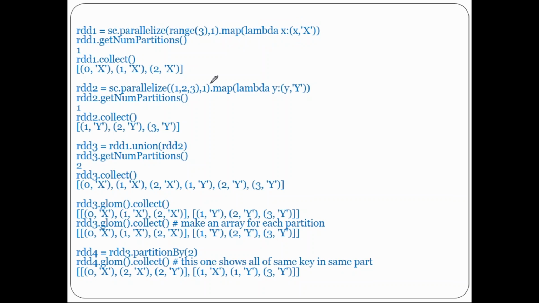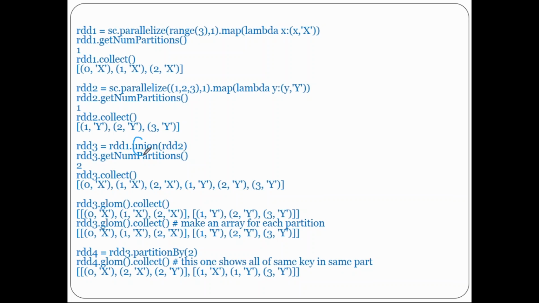Like that you have RDD2. You also have one partition here. That is the reason your num partitions, you got one. Here also num partitions, you got one, which is fairly okay. Now, what you are saying is you have 1 comma 2 comma 3. For each one, you have to put y comma y. Like the way you have x comma x, you have 1 comma y, 2 comma y, 3 comma y. This is also fairly simple.